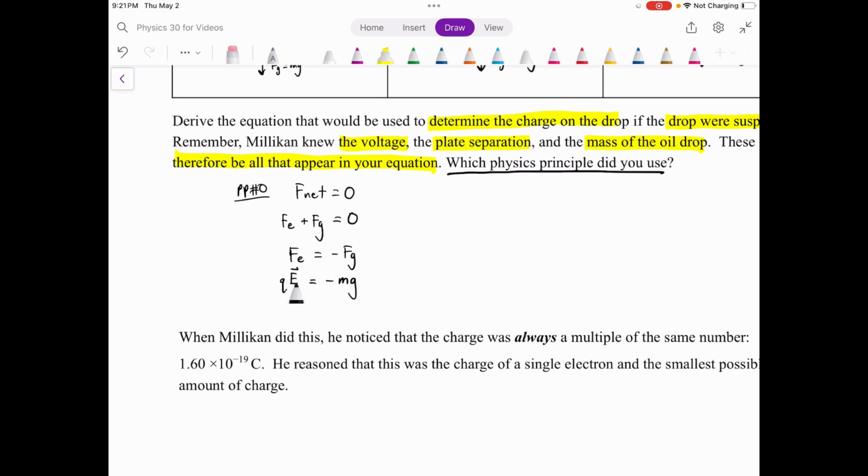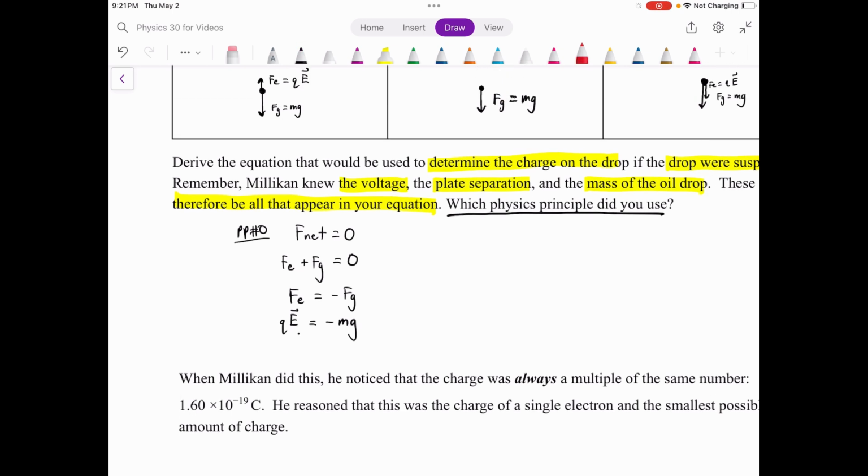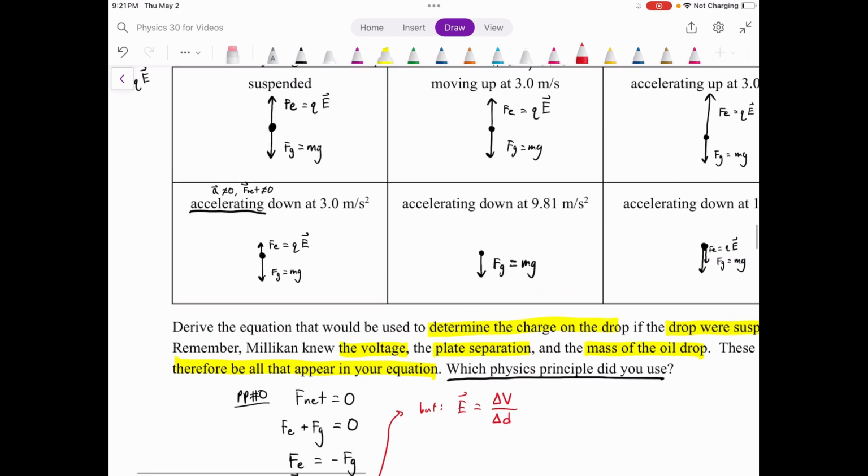Problem is, we didn't directly measure the electric field. So, do we give up, or do we think about a way we could write the electric field in terms of things we do know? We could say that electric field is just the potential difference, or the voltage, over the distance between the two positions you're thinking about.